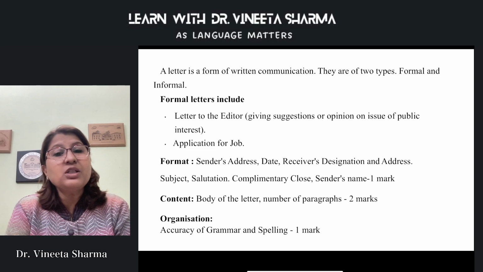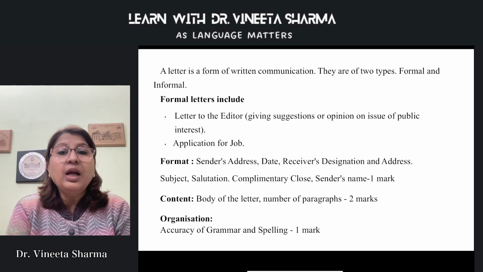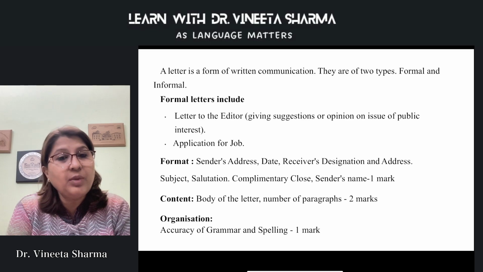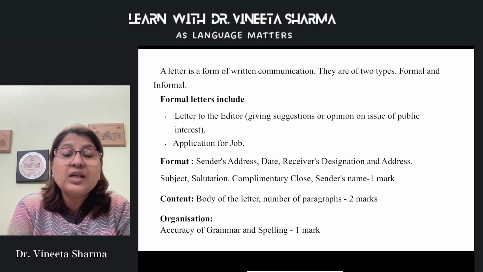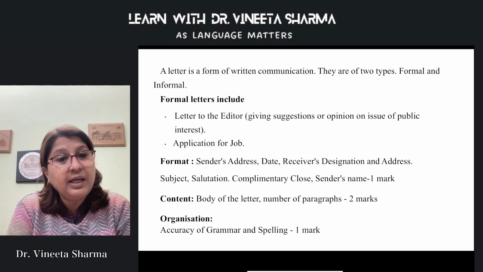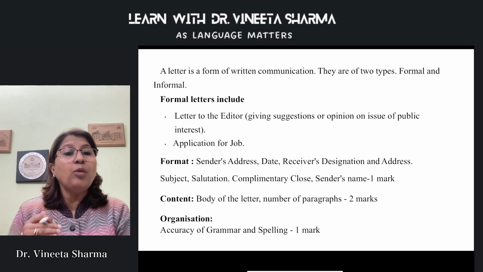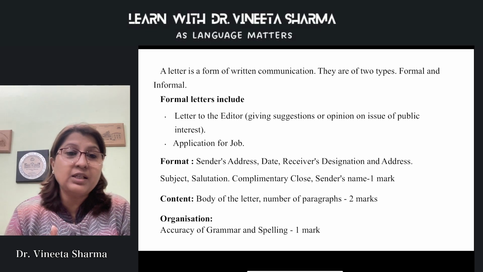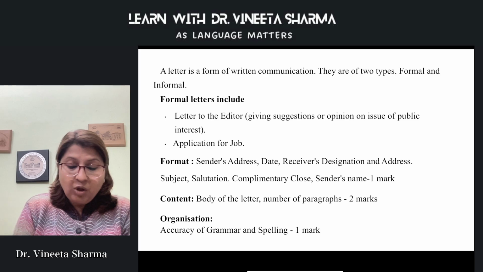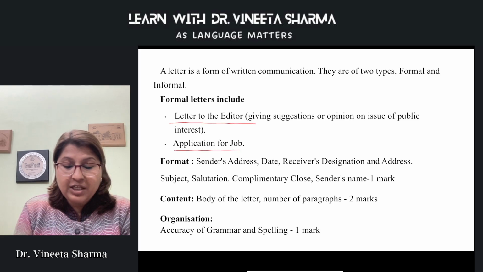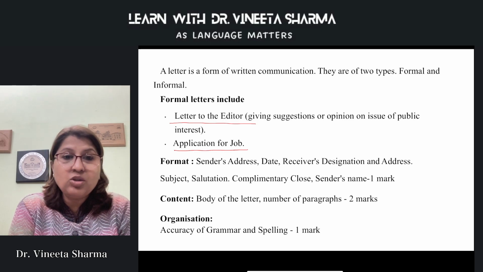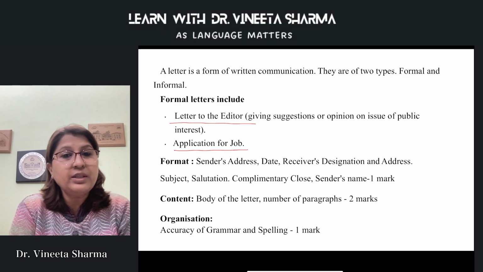Okay, so of course it's a form of written communication, and there are two types of it: formal letters and informal letters. Now class 12th doesn't have informal letters in the syllabus, you have only formal letters. And even in formal letters, only two types of letters are there in your syllabus. One is the letter to the editor, all right, and the other is the application for a job. Only these two types of letters are there in your syllabus, so we are going to focus only on them.